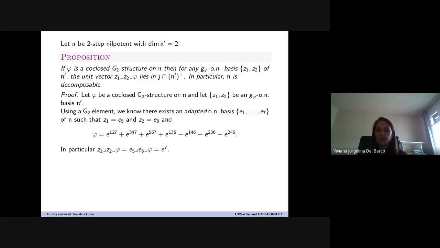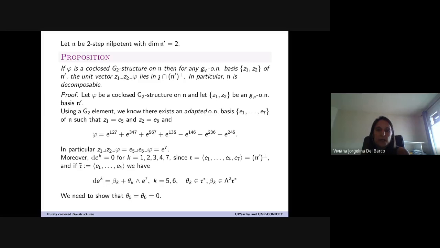Okay, this is what I was saying before, Jorge. When you ask, you can always do it. It's not guaranteed, but you have some liberty. So in particular, E7 is with phi of this form. E7 is the vector that is expressed in the statement. Z1 interior Z2 interior phi is actually in this basis E7, and the vector corresponding to E7 is going to be the one which is in the center and not in n prime, of course, because E7 is orthogonal to n prime. So we want to prove that E7 is in the center.